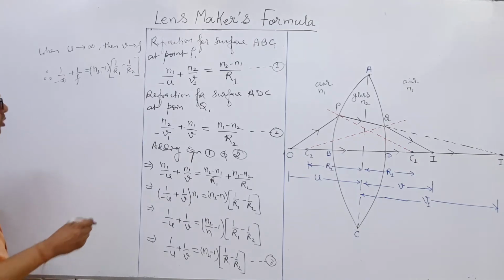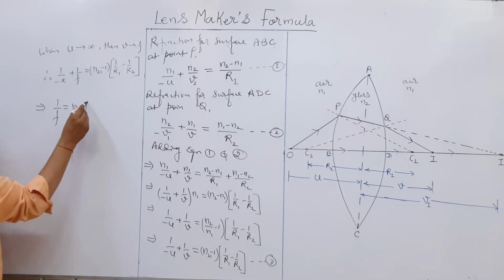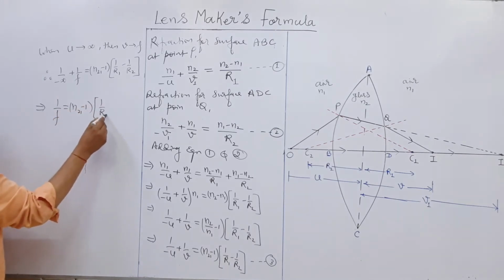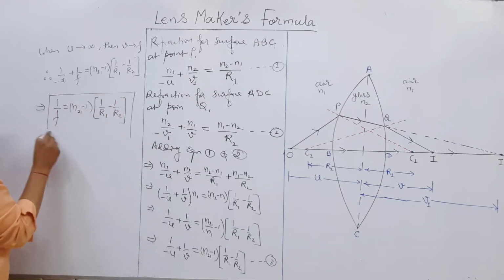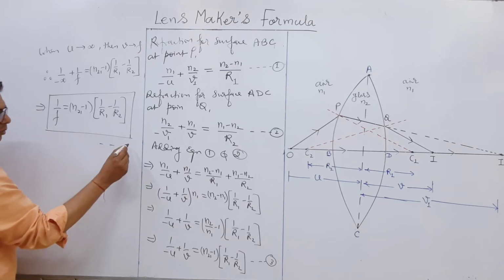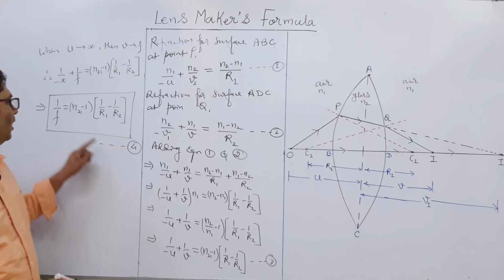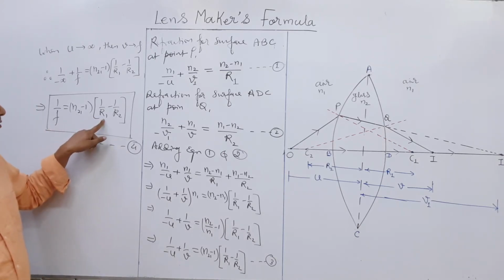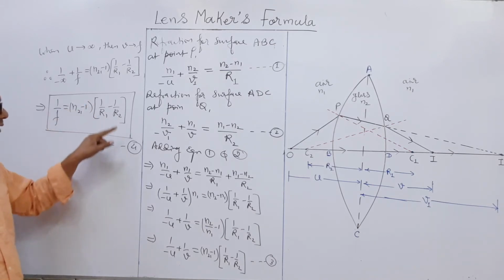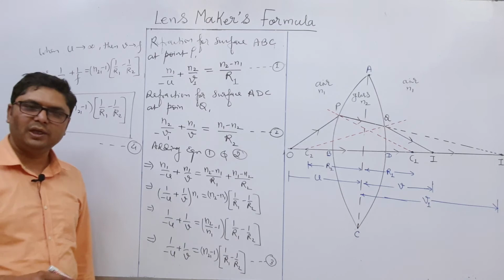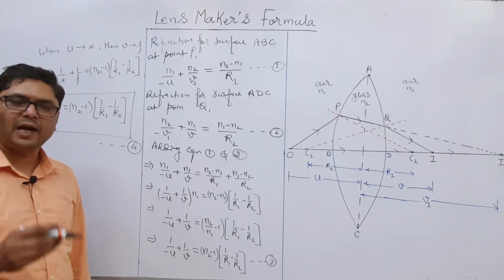1 by infinity is 0. So we have 1 by F is equal to n21 minus 1 under the bracket 1 by R1 minus 1 by R2. This is said to be the Lensmaker formula. This equation is equation number 4. Here the relation is among refractive index, radius of curvature 1, radius of curvature 2 and principal focus. By using this formula, we can form a lens of desired focal length.